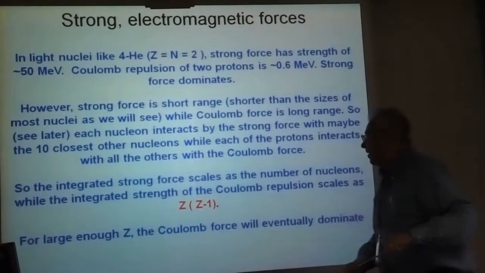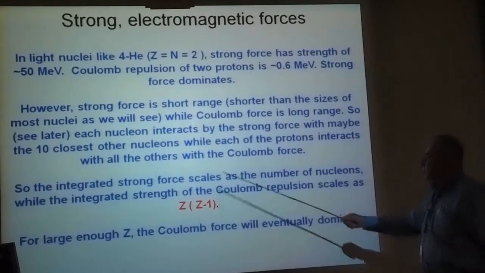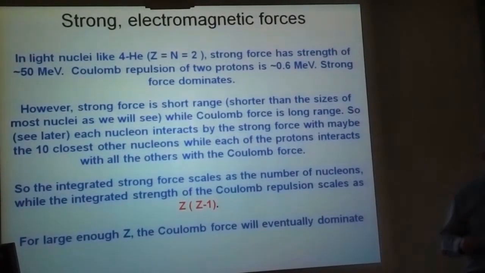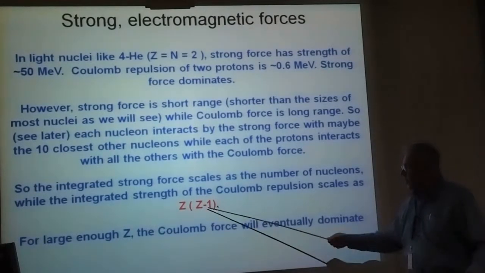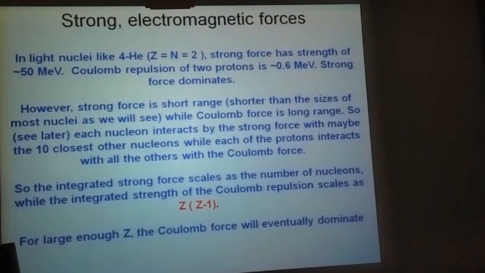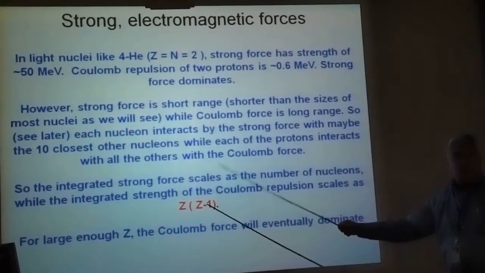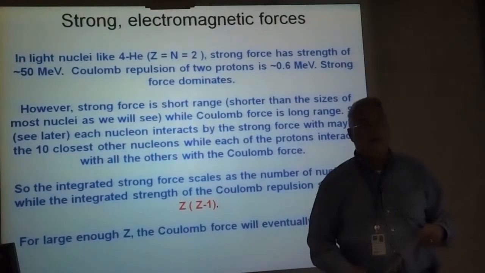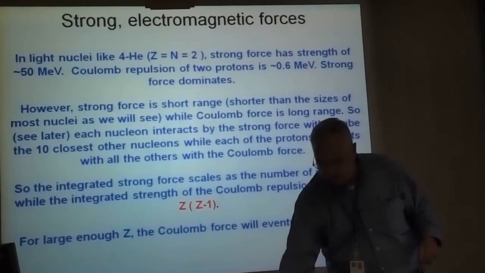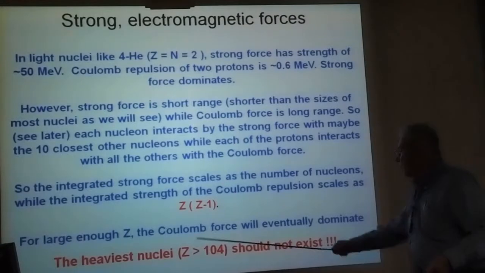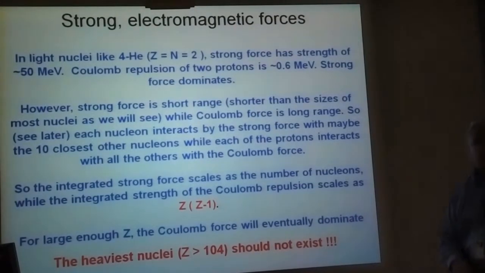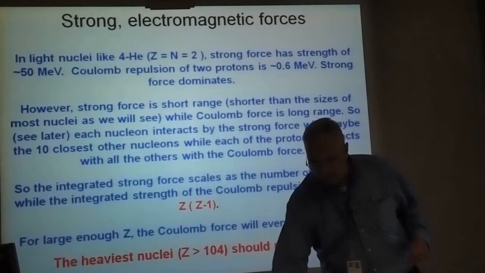Okay, so the strong force scales as the number of nucleons. The Coulomb force, though, all protons interact with all others, so it scales as z times z minus 1, which is like z squared. So for large enough z, the Coulomb force will eventually dominate. And you'll actually see that domination in about 30 seconds. The heaviest nuclei, those with z greater than about 104, in fact should not exist. The Coulomb force should keep them from existing. And we can discuss later why they exist.